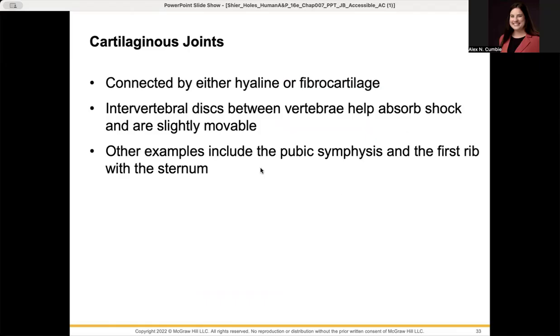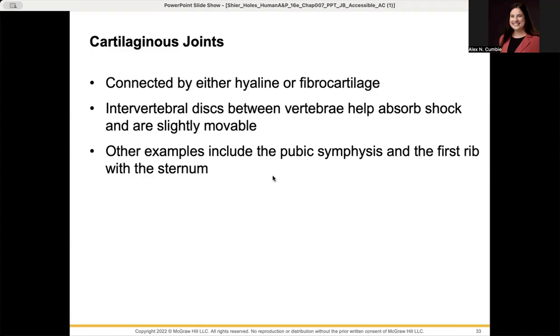Some examples we have here. So your intervertebral discs, right? You have cartilage in between the vertebrae in your back. Those are made of fibrocartilage and they absorb shock, right? So when you jump up and down, your vertebrae don't clash into each other. These are termed slightly movable, which again, you should know that term is amphiarthrotic.